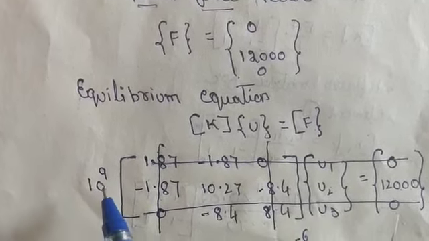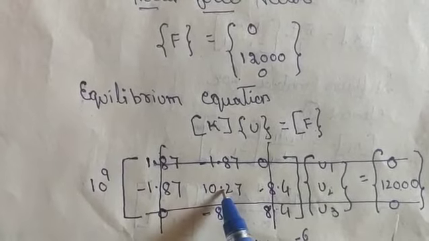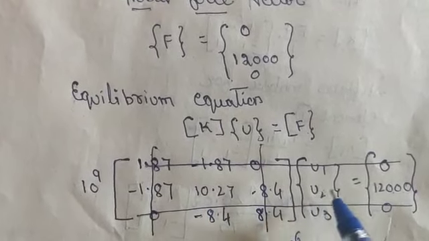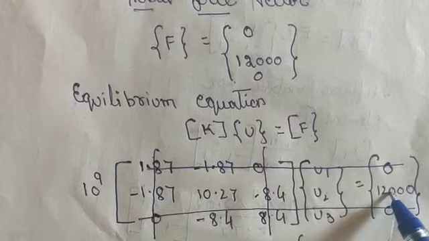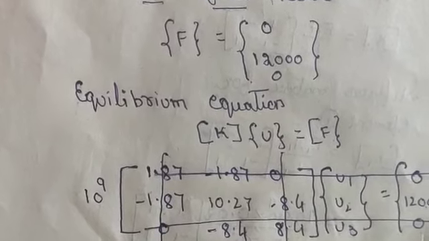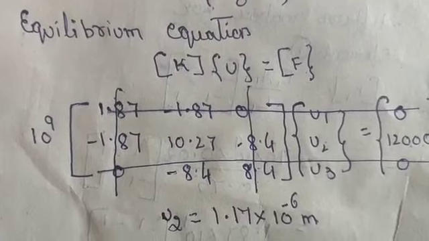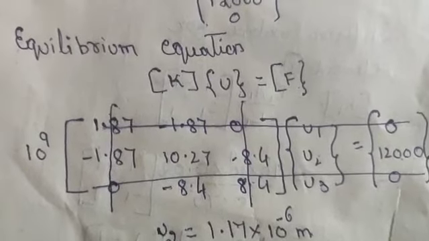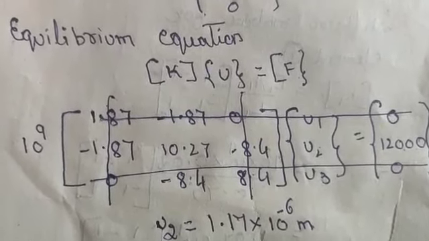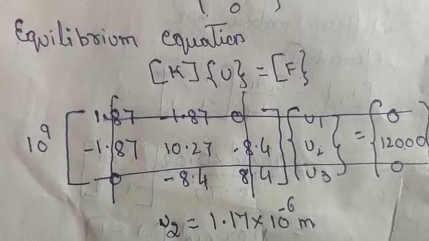The remaining thing will be 10 raised to 9 times 10.27 times U2 equals 12,000. If you calculate these values, you will get U2 equals 1.17 into 10 raised to minus 6 meters. Thank you.